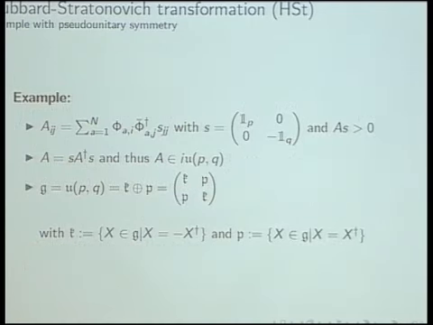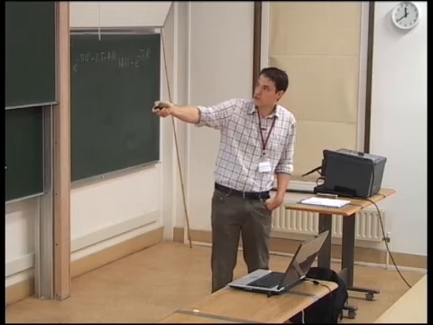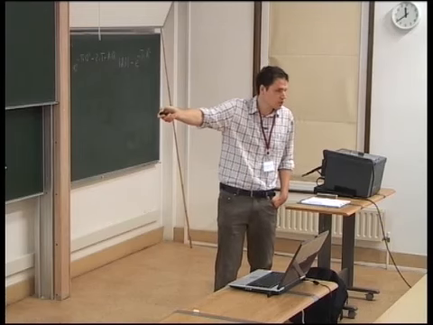So let's have an example. An example is pseudo-unitary symmetry, where the matrix A is defined as follows. These phis are now vectors with complex entries, and S is this diagonal matrix with plus and minus 1 on the diagonal. Note that in the generic case, A times S is a positive matrix. Now, this matrix S has this kind of symmetry: you can complex conjugate, transpose, and then conjugate with this matrix S, and you obtain the same matrix.